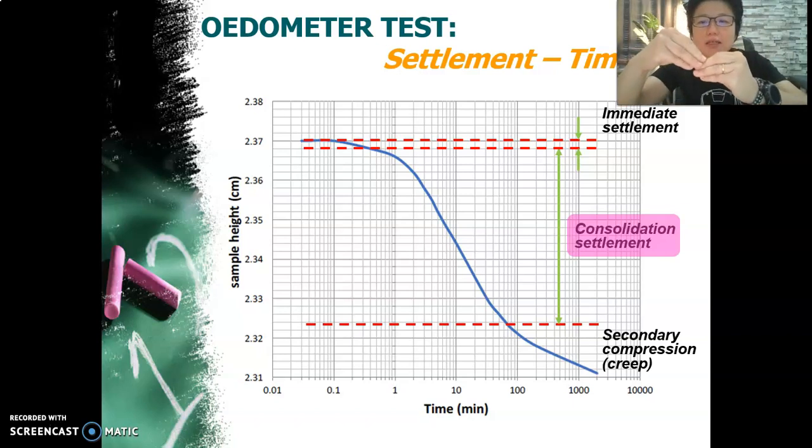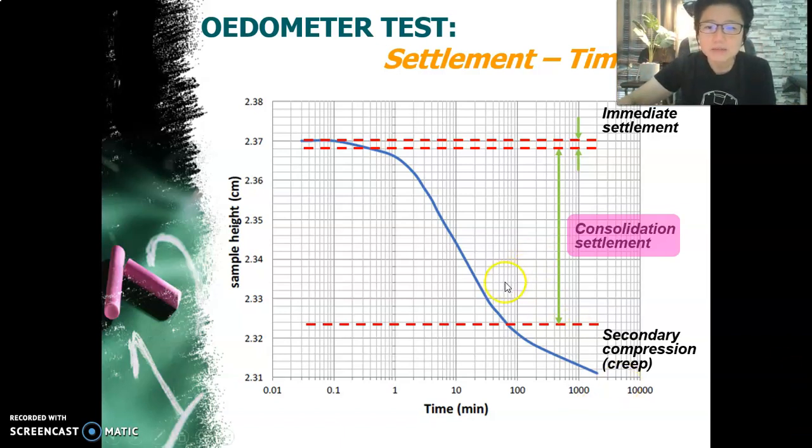So they may be sitting like this. With time, slowly, this fella is not comfortable. It will slowly want to lie down. Can you see? And this slow movement of lying down, going flat, going into a more stable, more comfortable position will cause a secondary compression. And that's creep. It takes forever. So this line is actually asymptotic, meaning that it goes into infinity.